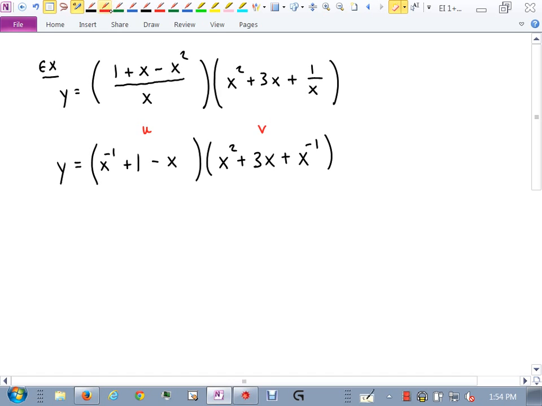You know what I'll do? This time I'm not going to write it with the prime. What I'm going to do is in red, the part that I'm taking the derivative of. So I'm doing u prime first. What's the derivative of u? Negative x to the negative 2, plus 0, minus 1. So derivative of this is this. Derivative of 1 is 0. Derivative of negative x is negative 1. Now that's times what? Times v, right? Don't change it.